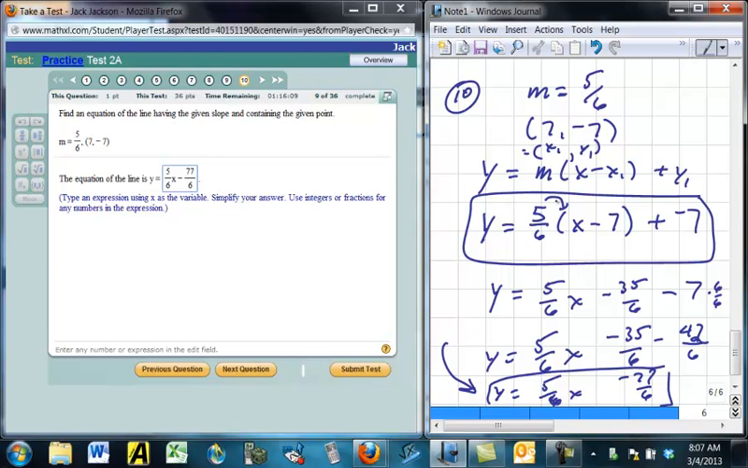So we're going to distribute here 5/6x minus 35/6. To get a common denominator to put this together, multiply top and bottom by 6 here, get 42/6. Keep the common denominator, add the numerators, negative 35 plus negative 42. That's negative 77, so that should be correct. Let's go on to the next one.